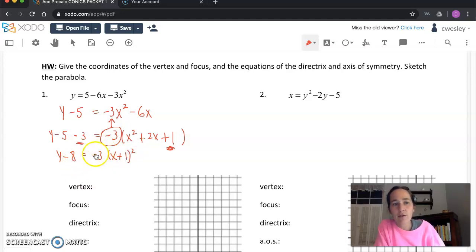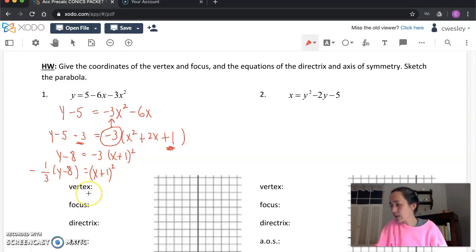Then you want to divide over. In our standard form, you're going to leave the coefficient in front of the non-squared variable. So let's divide both sides by -3, and you get 4p is -1/3, y minus 8, and then x plus 1 squared. So that should help a little bit in getting all of this stuff when you at least have standard form.